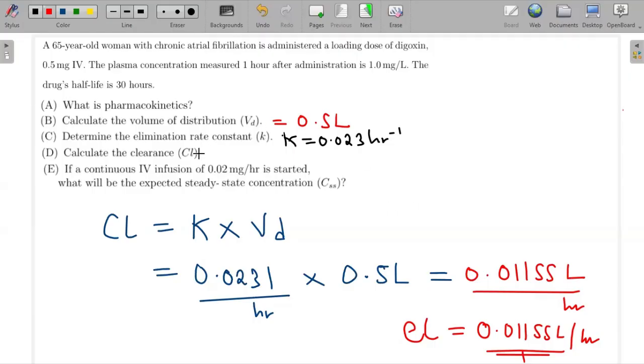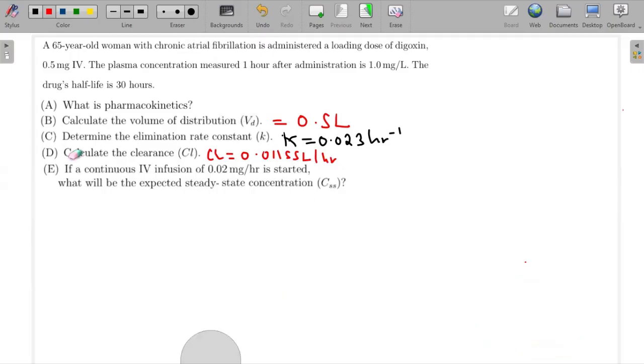All right, and then we look at the last part, which is E. So let me write here. Clearance, we found, is 0.01155 liters per hour. What about part E? Part E says if a continuous IV infusion of 0.02 milligrams per hour, since this has the time to it, it means it's a rate of something, right? So 0.02 milligrams per hour is started. What will be the expected steady state concentration?